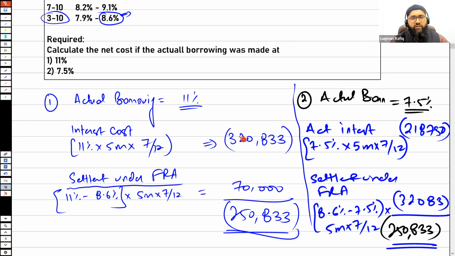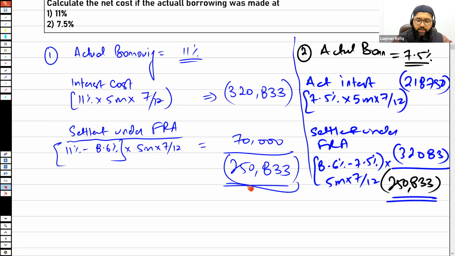Okay, why is the interest cost negative? You're paying the amount, right? You're paying this amount to the bank. This is the amount that you're receiving. You're paying this amount to, let's say, HSBC, and you are receiving this amount from Barclays.